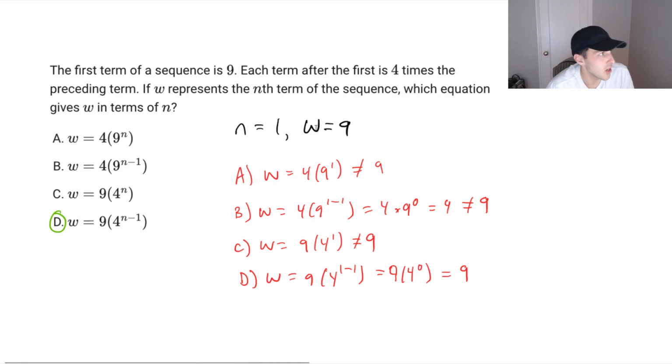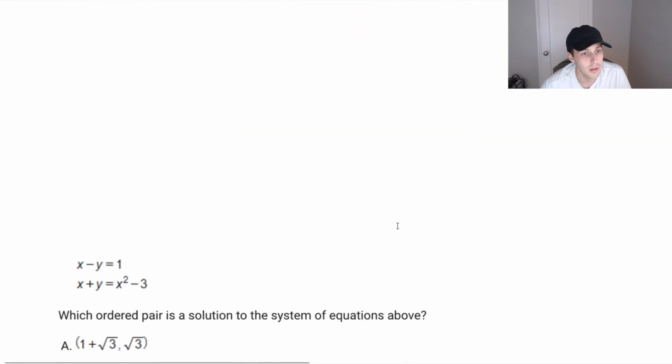It's a lot easier than trying to come up with the equation yourself. You could do that as well, but it makes more sense to just, since we have a value of n and a value of w, plug in and see which ones work. It's going to be a lot faster that way. Let's move on to the next question.